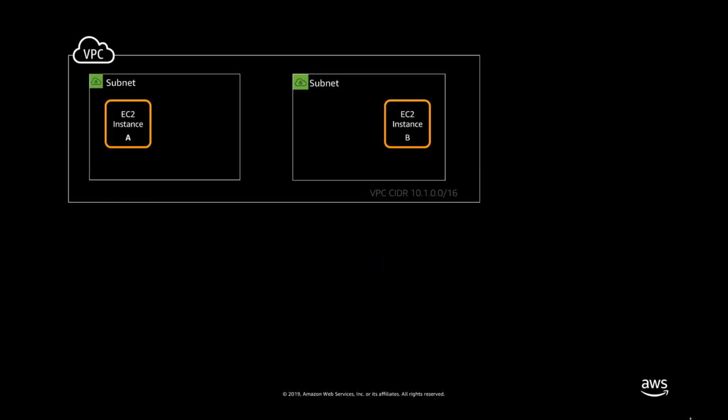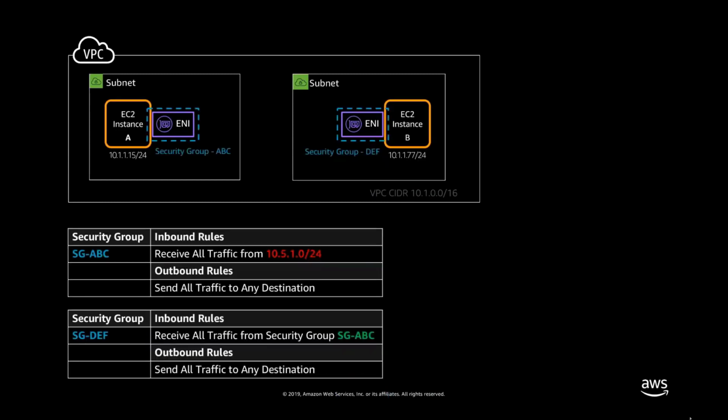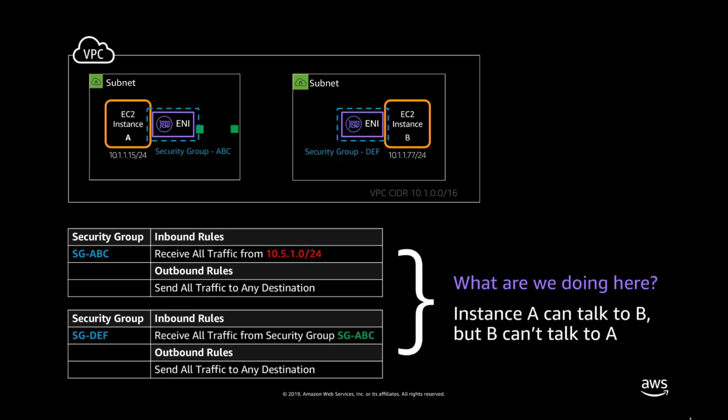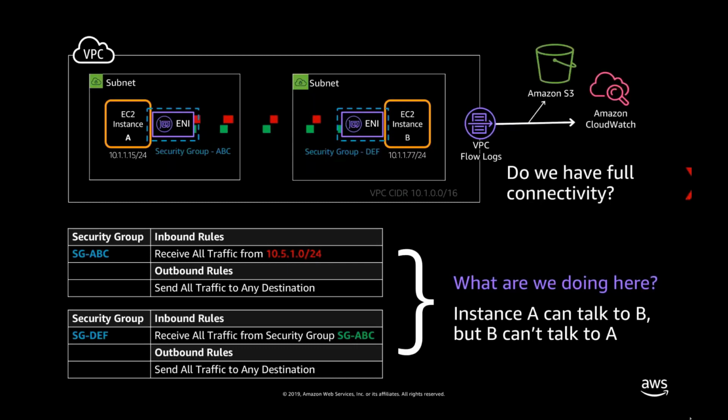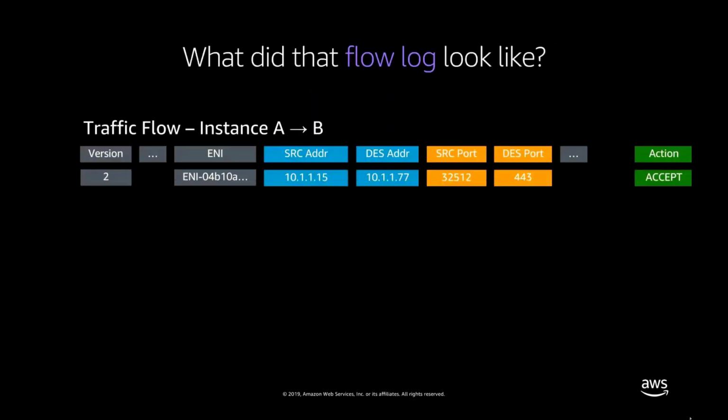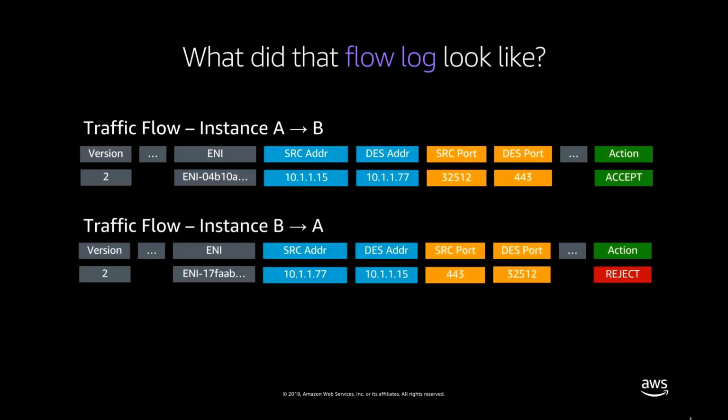Now, let's take an example where you have instances A and B, a very similar scenario, but now you have a security group such that only A can talk to B, but B can't talk to A. In such a scenario, your flow logs will be very similar to what we saw. The only difference is that the traffic flow from instance A to B would look exactly the way it looked in the previous slide. But from B to A, your action will be REJECT instead of ACCEPT, because that's how you configured your security group.